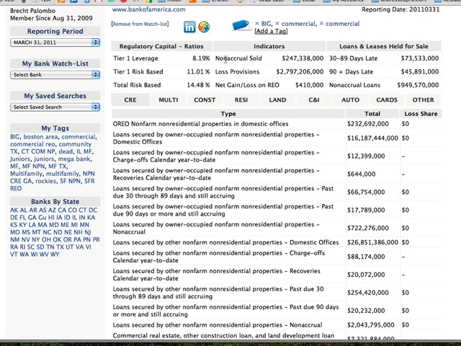The indicators in the middle, okay, non-accruals sold. This shows whether or not a bank has sold any non-performing notes or non-performing loans in the previous quarter. You can see that Bank of America sold not quite $250 million in non-accrual loans.